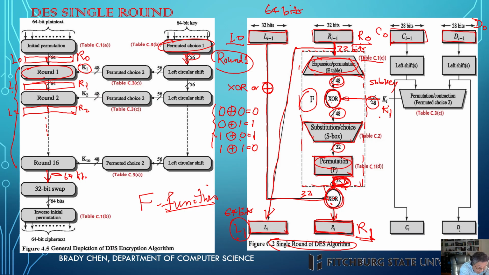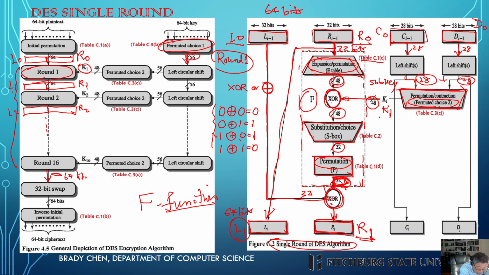Then we pass C0 and D0 through the left shift. That's 28 bits, and after the left shift it's also 28 bits. So combined, 28 plus 28 is 56 bits, and then we pass through the operation called permuted choice 2. It's basically a permutation and a contraction.